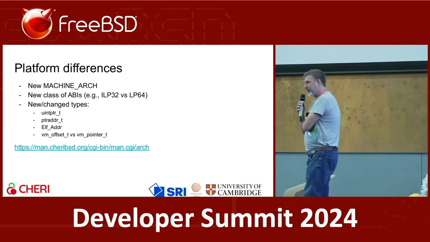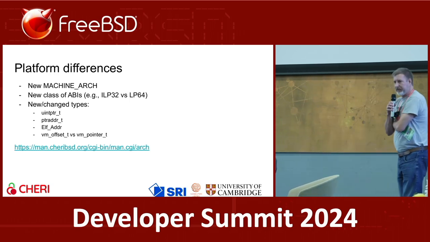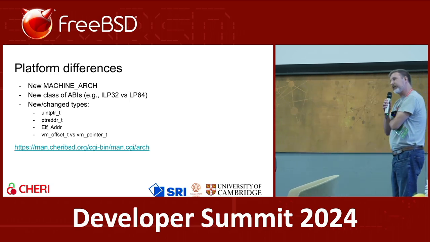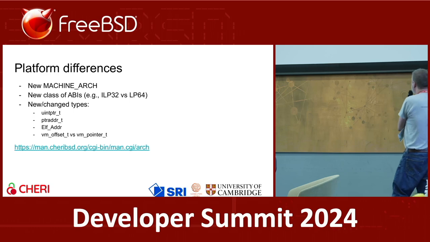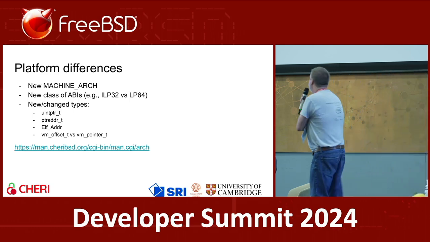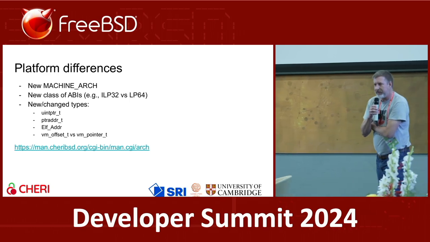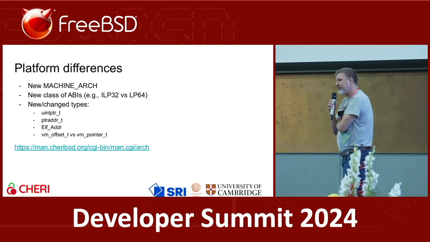We've patched the ARC.7 man page in CheriBSD to add these new architectures and update some of the tables to reflect the different properties of CHERI architectures compared to existing ISAs. In terms of C types that we use in the base system, we have some new types, and we have some types that maybe have somewhat different semantics than you might be used to.